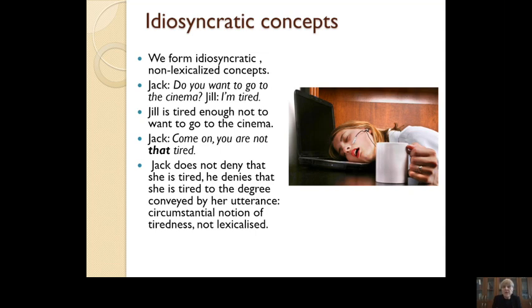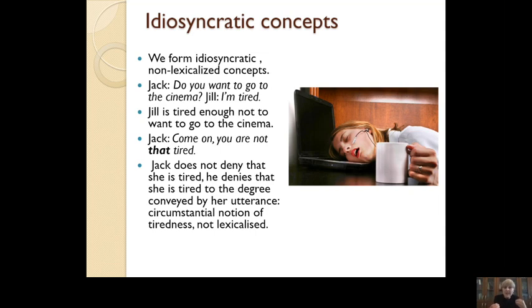Now, just look at this dialogue. Do you want to go to the cinema? I'm tired. Come on, you're not that tired. So what Jill puts across is that she's tired enough not to want to go to the cinema. She does not specify, but we, the audience, may determine the exact degree of tiredness, okay? And then Jack says, you're not that tired.